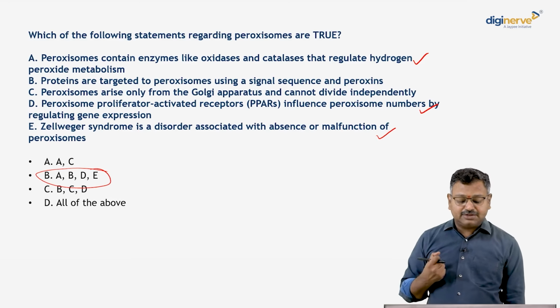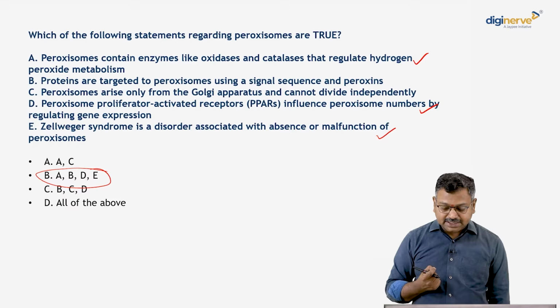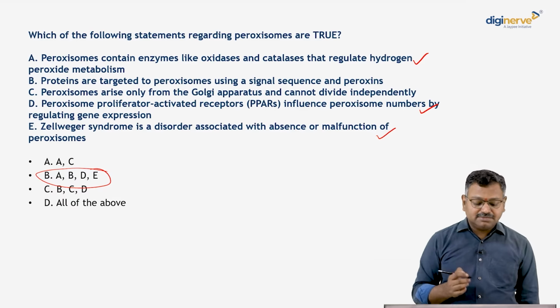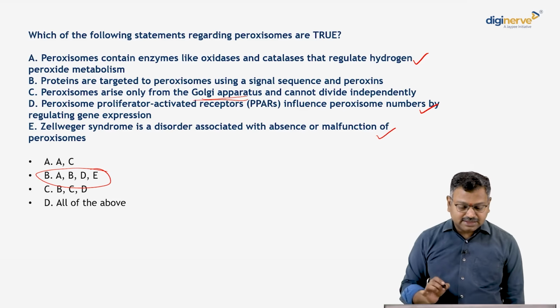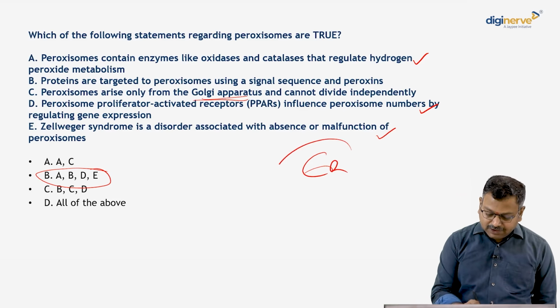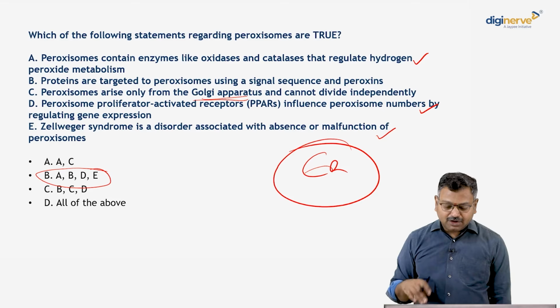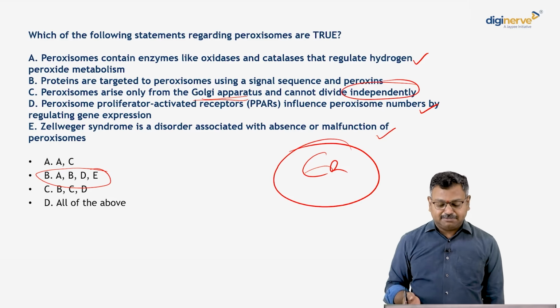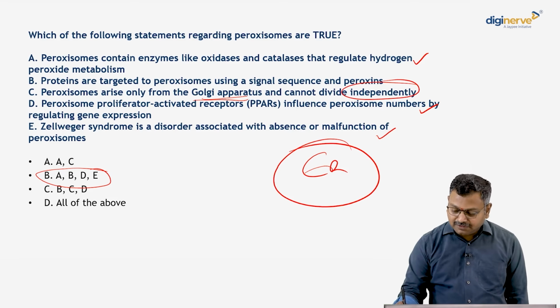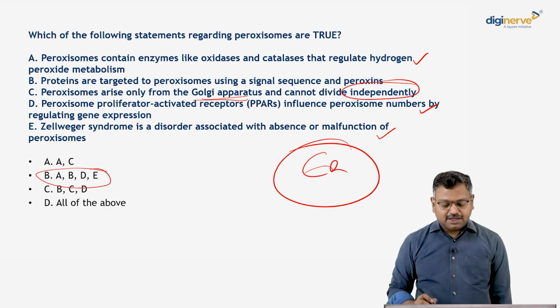Proteins are targeted to peroxisomes and that is how they are produced. Now, peroxisomes forming from the Golgi apparatus, that is wrong. They are formed by the endoplasmic reticulum. And also they can divide independently. It can divide independently. So this is very important for us to understand about peroxisomes.